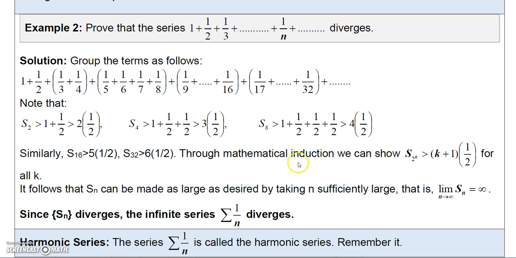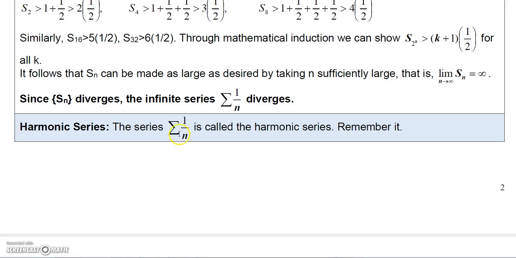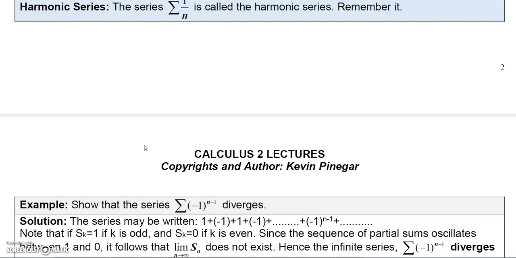And so through mathematical induction, we can show that if you take the 2^k-th partial sum, that's always going to be greater than some number. Well, since that's always going to be greater than some number, then this sum goes to infinity. Then the limit of the partial sums as n goes to infinity is infinity. Well, since the sequence of partial sums diverges, then the infinite series must diverge. And this series has a name too, and it's called the harmonic series. So remember that the harmonic series diverges. That'll come in helpful later.